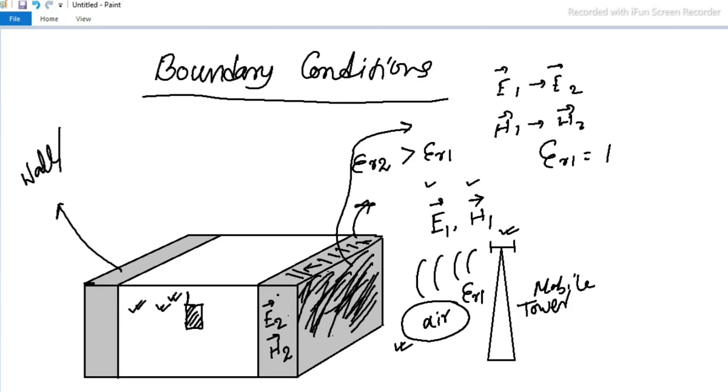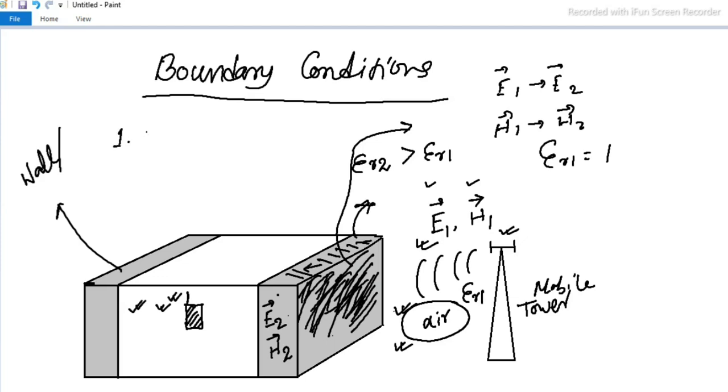And this will be understood by the boundary condition. So what kind of boundary condition are we going to get? Initially the electric and magnetic field is traveling through air, then it is coming to the wall, which is also made of dielectric. So this is basically dielectric to dielectric, meaning air to wall, both are dielectric. So here a dielectric to dielectric boundary condition is going to apply.